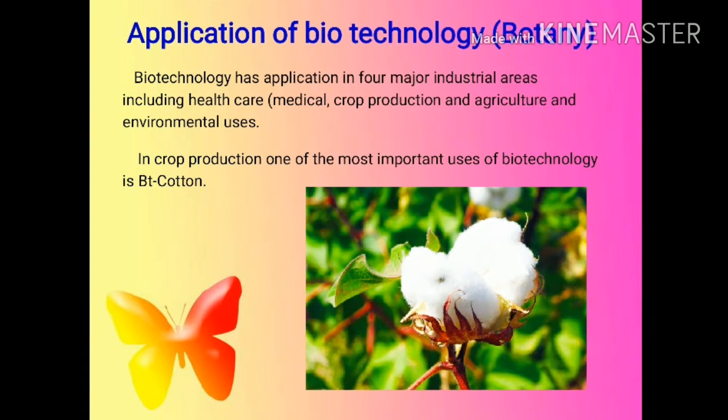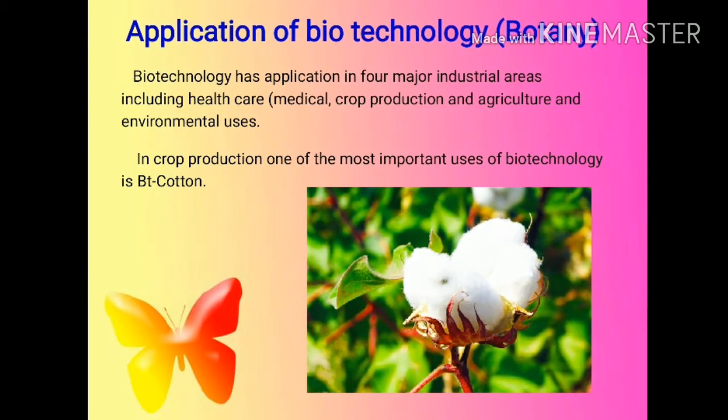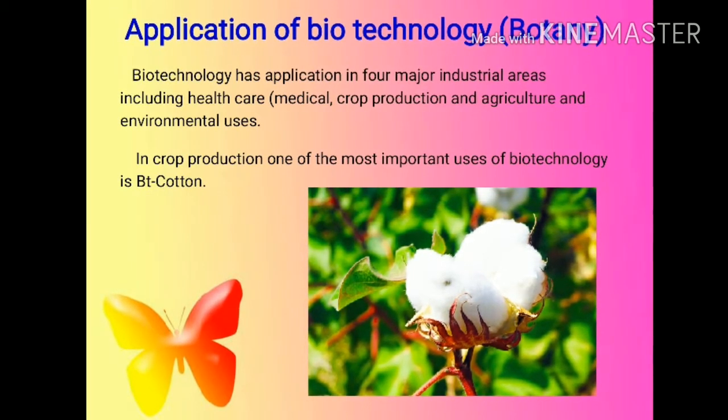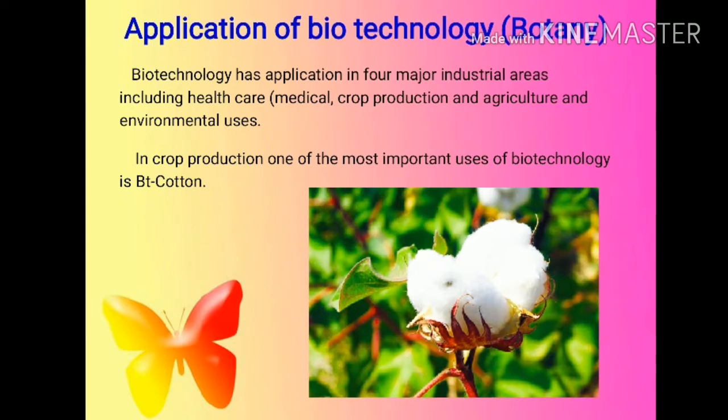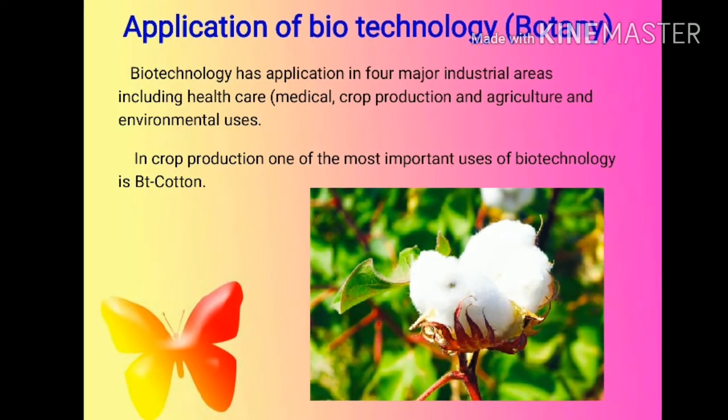Then application of biotechnology. Biotechnology has application in four major industrial areas including healthcare and medical, crop production and agriculture, and environmental uses. In crop production, one of the most important uses of biotechnology is BT cotton.